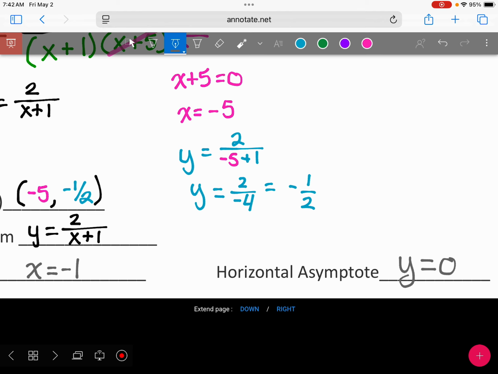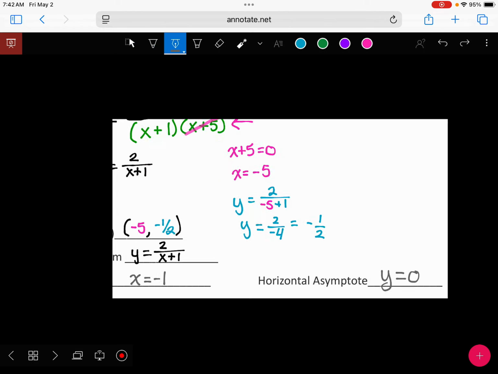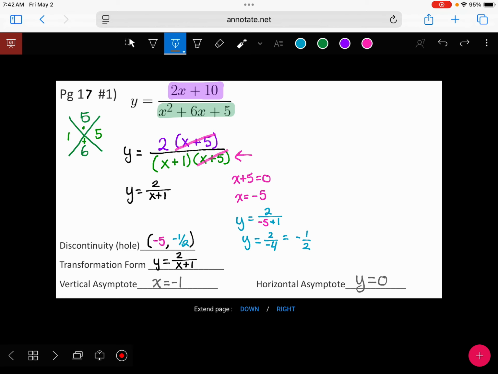We could plot this up. We're going to plot them up on Monday. I just wanted us to practice doing this bit first, finding all of our pieces. So questions on our first one like this.